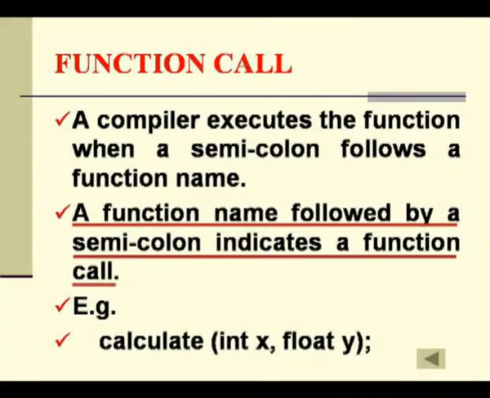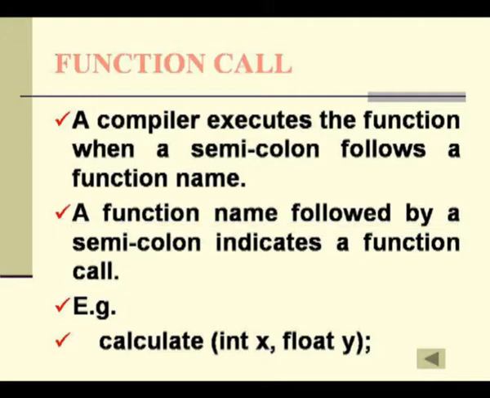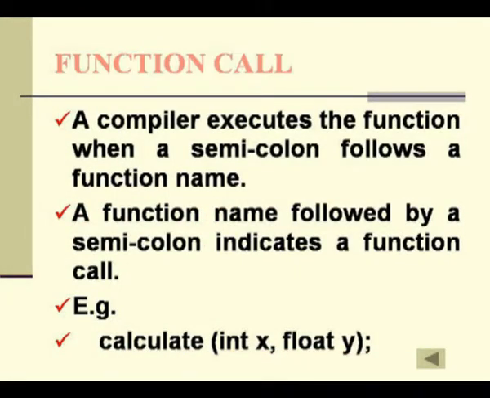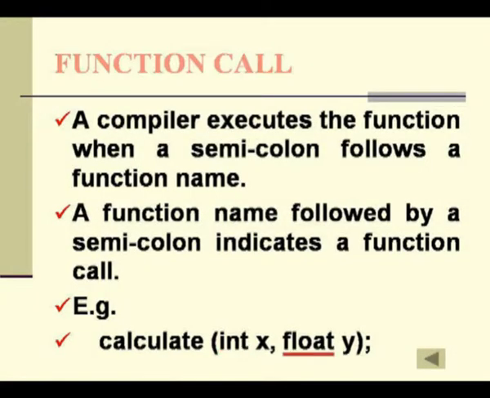And what does it contain? How should a function call be formed? A function name should be there. It should be followed by the set of parameters and a semicolon. So, that is what indicates a function call. The example has been given here: calculate(x, y) with int x and float y. So, calculate is the name of the function. It has two actual arguments. One is of type integer, another is of type float, and it is indicated by the semicolon that it is a function call.